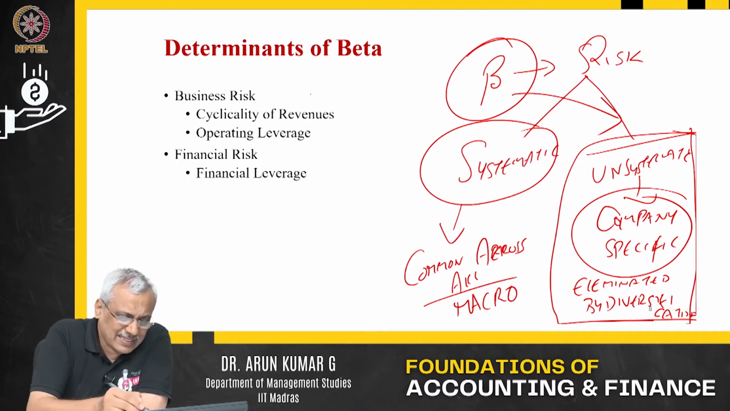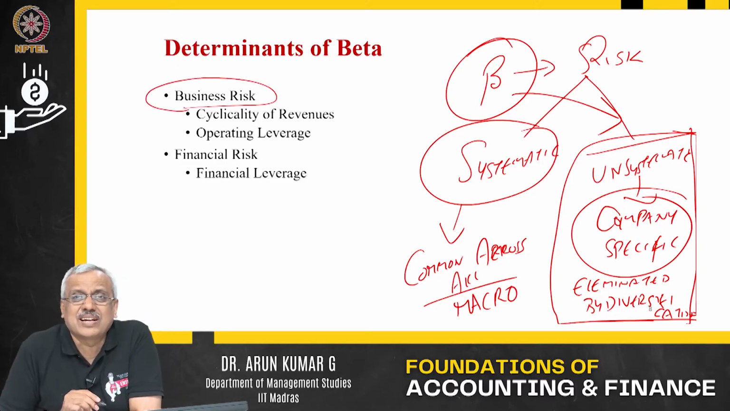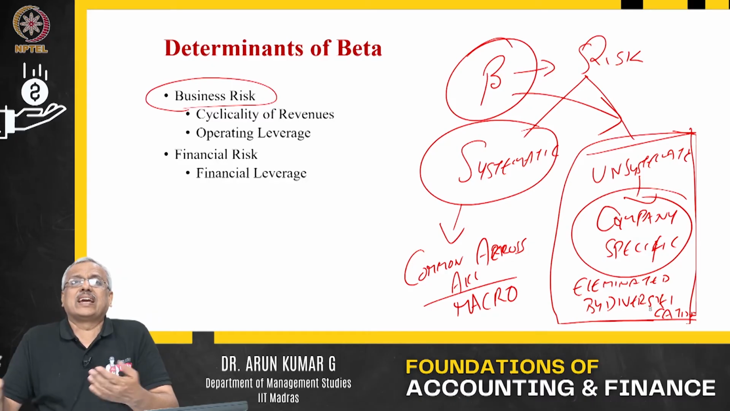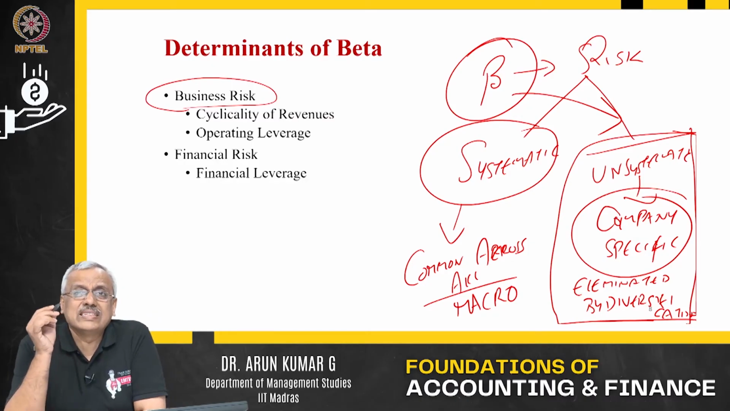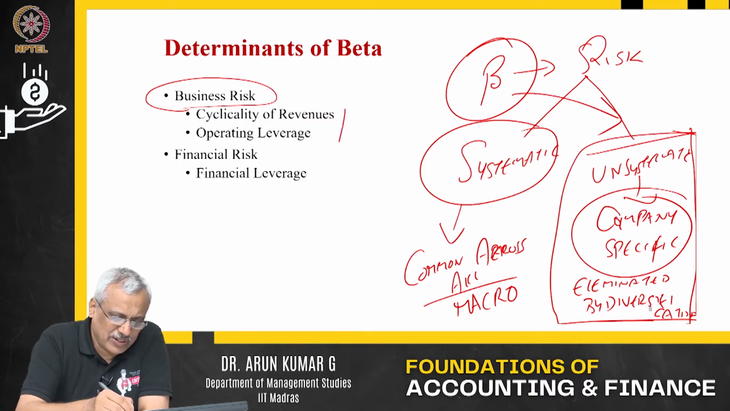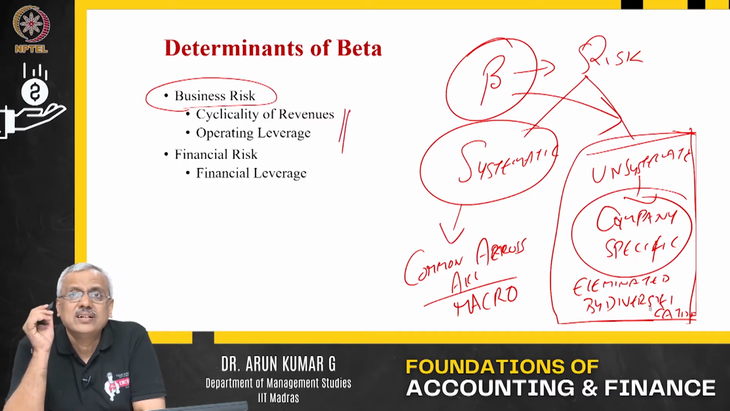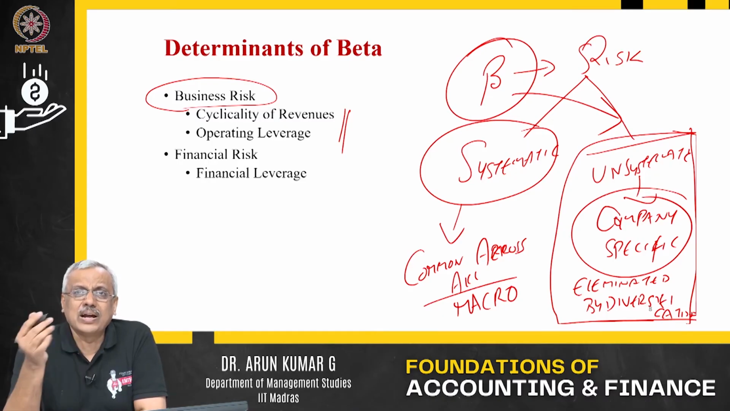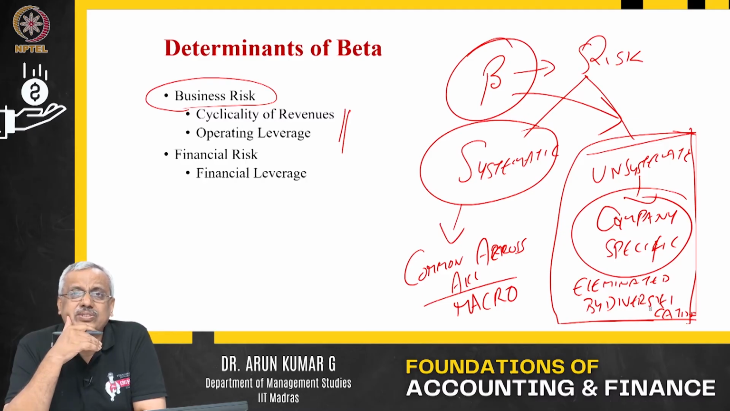It is always impacted by what we call business risk. That is where we diversify and take care of it. Business risk includes the cyclicity of revenues and the operating leverage. What is operating leverage? We will come to that in a couple of minutes from now. For example, revenue might be in a cycle. Look at your steel industry, look at cement. Normally these will have a lot of cyclicity in their operations and revenues.